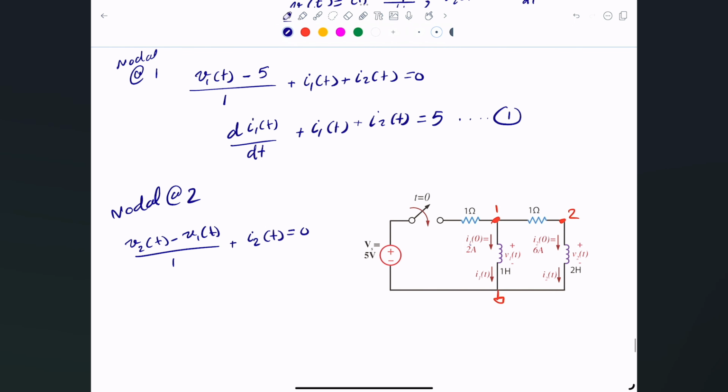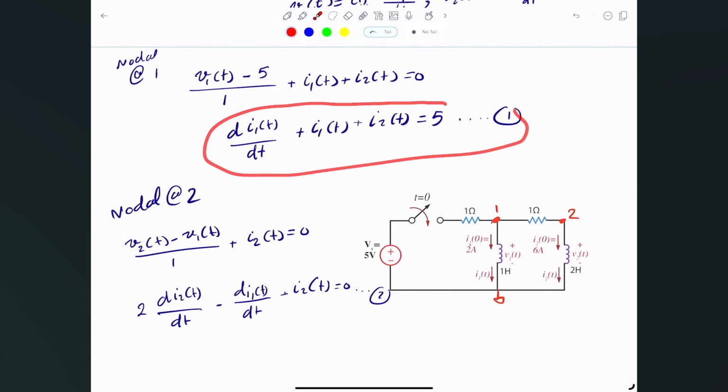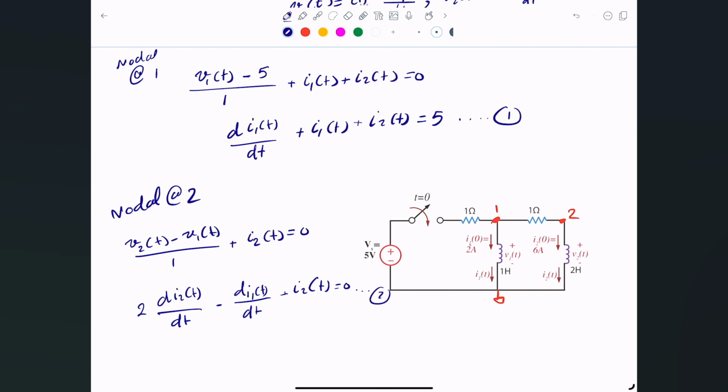So I'll substitute these here, which is 2 times dI2 of t divided by dt, minus, I believe that's dI1 of t divided by dt, plus I2 of t equals 0. So I'll call this 2. So now I have a couple of equations, and these equations contain I1 and I2 and some derivatives of I1 and I2.